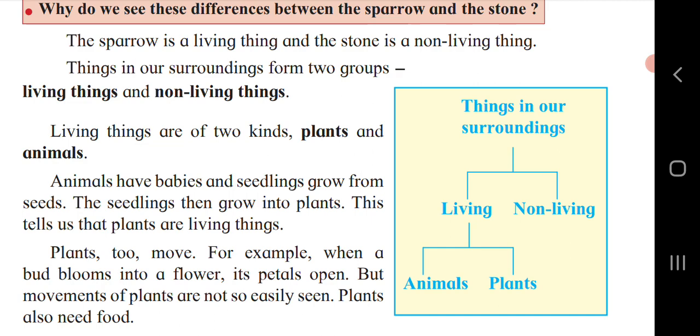Things in our surroundings form two groups, living things and non-living things. Yes, in our surroundings, if you look, living things and non-living things are the two categories. A stone comes under non-living things and a sparrow comes under living things.